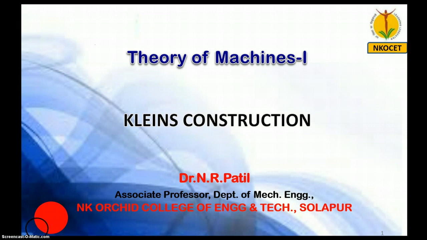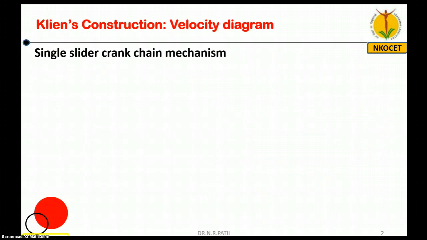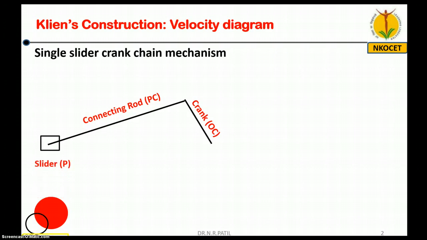Let's start. So friends, let us draw a single slider crank chain. I hope everyone can draw this single slider crank chain like this. So this is a crank, this is connecting rod, then there is a slider, and you can have a fixed link number 1. So this is a single slider crank chain.